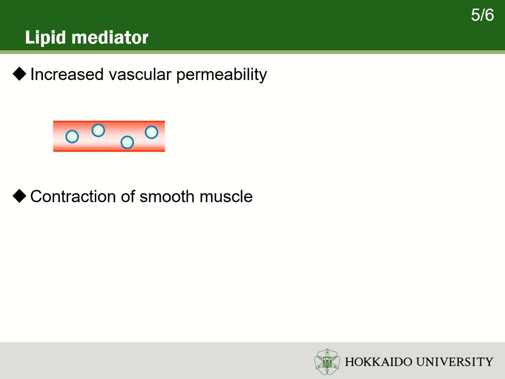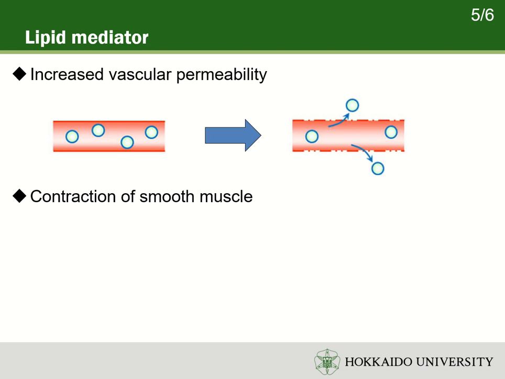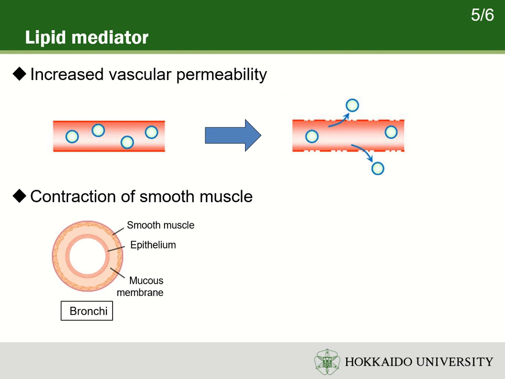In normal blood vessels, substances with large molecular weight, such as proteins, cannot pass through the vessel wall. When the vascular permeability is increased by histamine and leukotrienes, plasma and immune cells leak into tissues, resulting in inflammation. Normal bronchi are circular and have a wide airway. However, lipid mediators cause smooth muscle contraction and narrow the airways. This causes bronchial asthma.